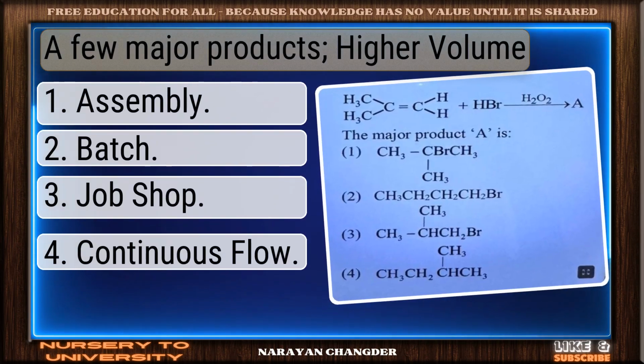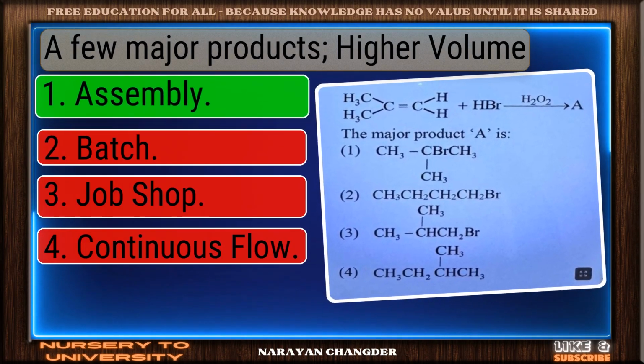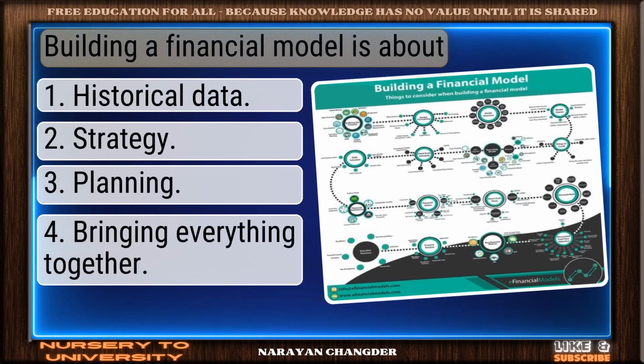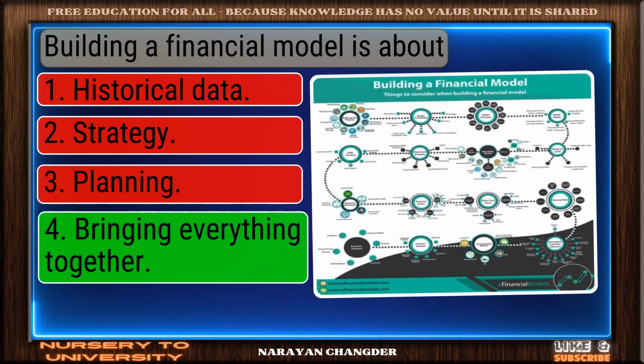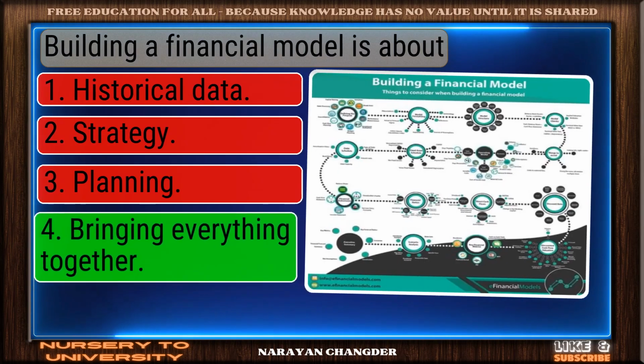A few major products, higher volume. You're right. Assembly is the correct answer. Building a financial model is about. Strong choice. Bringing everything together is the right answer.